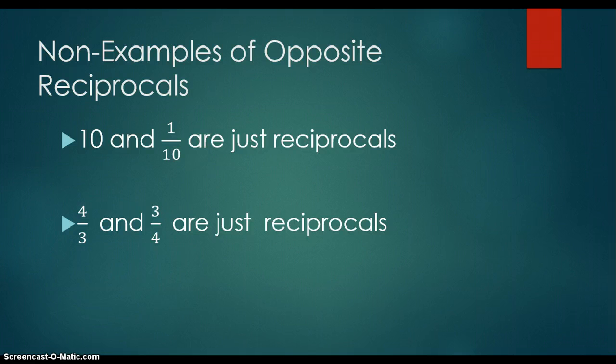So some non-examples of opposite reciprocals. Well, 10 and 1 over 10 are just reciprocals. 4/3 and 3 over 4 are just reciprocals because both non-examples multiplied to be 1. We learned about this when we talked about solving equations with rational coefficients. The reciprocal of a number and the number, when we multiply them, becomes 1.